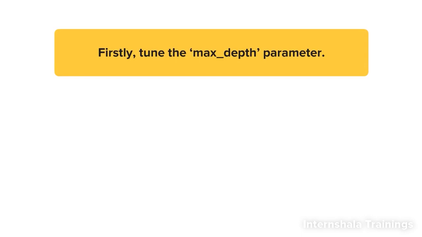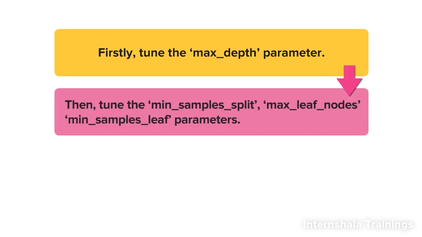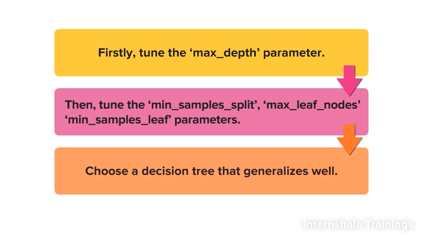So a good practice is to start with the max depth parameter. Ideally look for the depth where the tree just starts to overfit the data. Once this depth is found, use the other 3 parameters to fine-tune the performance of the decision tree. Finally, you would want to choose a decision tree that generalizes well, that is, has a higher F1 score for test data, and the performance on train data and test data is similar.